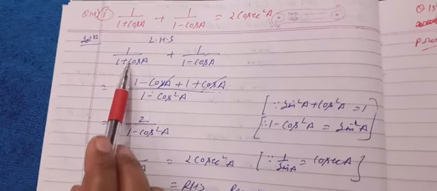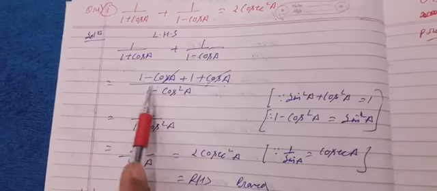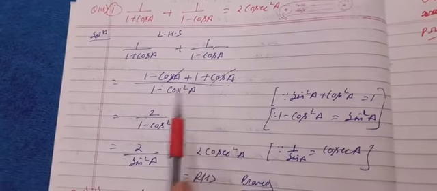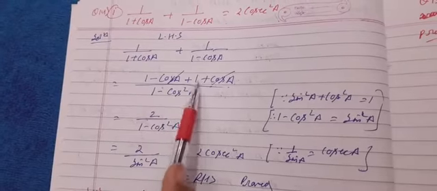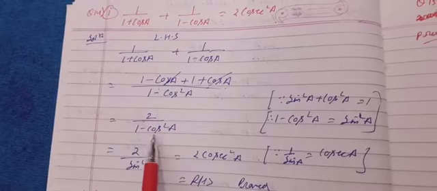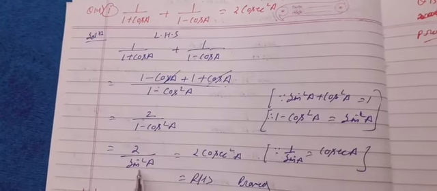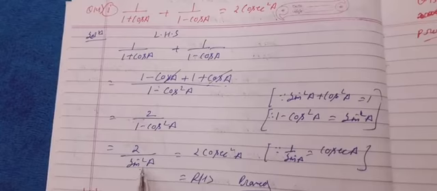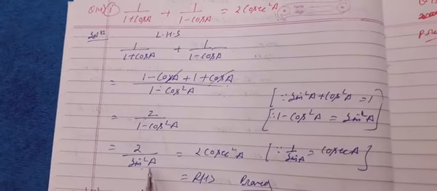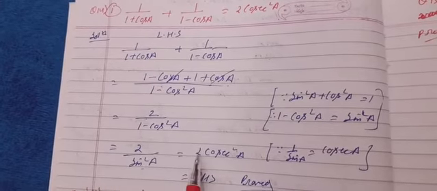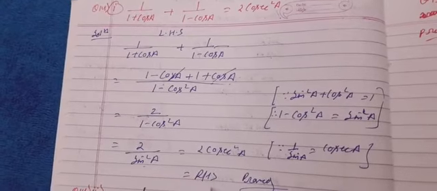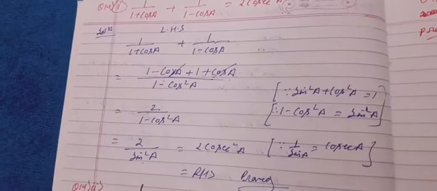And when we solve it, this will be 1 minus cos A, and here is 1 plus cos A. Minus cos A plus cos A cancelled. So here is 1 plus 1, 2 by 1 minus cos square A. And 1 minus cos square A means what? That is sin square A. So 2 upon sin square A. And 1 by sin A is cosec A, so 1 by sin square A is what? Cosec square A. So we have copied 2, and instead of writing 1 by sin square A, we have written cosec square A. That was our RHS, proved.